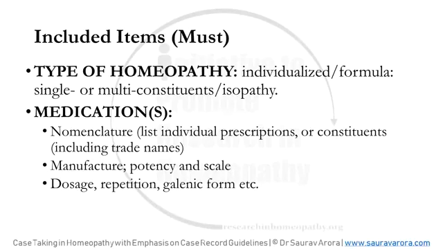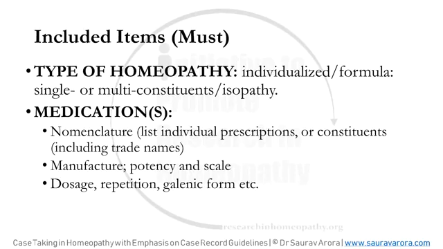Now I'm citing a few items from the case record guidelines. The type of homeopathy: the individualized, the formula, single or multi-constituents, the isopathy. Now, the common misconception about homeopathy is that we can only publish individualized or constitutional single remedy cases. There are many peer-reviewed journals all over the world that publish the formula, maybe single or multi-constituents; they publish case reports, they publish isopathy, because it is a type of homeopathy according to the scientific methodology.